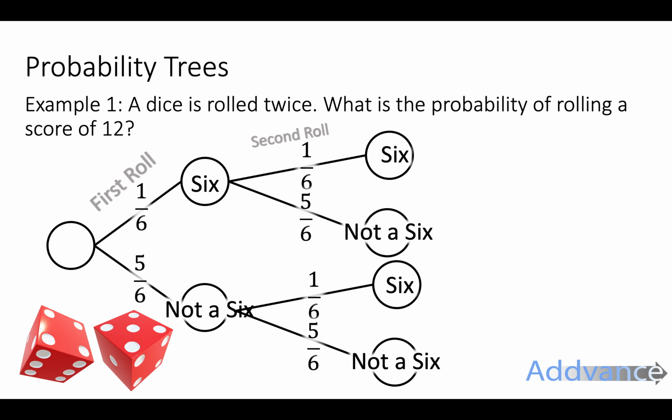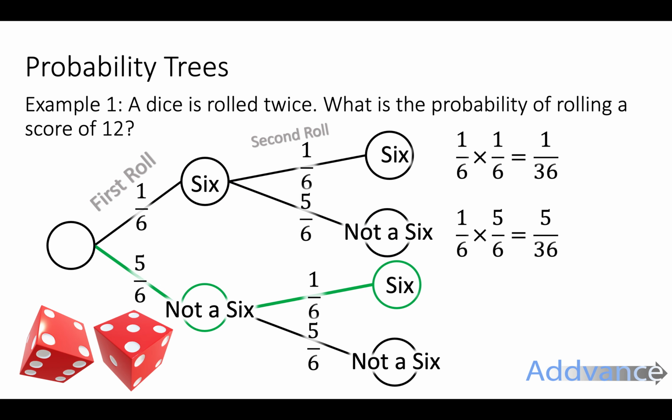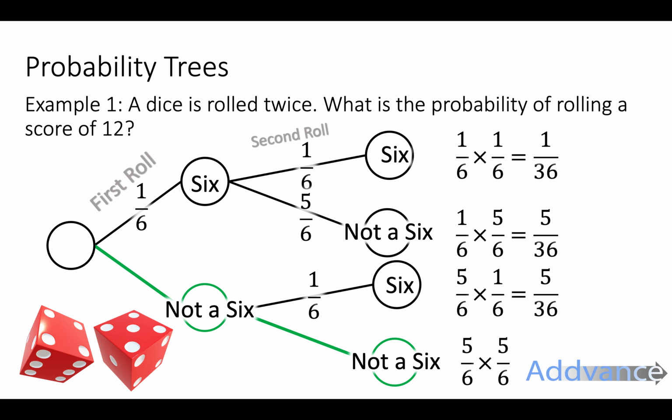Now, when we want to know the combination of the events, so for example to get a 6 and then another 6, you multiply along the branch. 1/6 times 1/6 is 1 out of 36. Similarly, this branch you multiply to get 5 out of 36. Same for the next branch. And then for the final branch. Like this. When you're multiplying fractions, just remember you multiply the top and the bottom of the fractions. It's really simple.